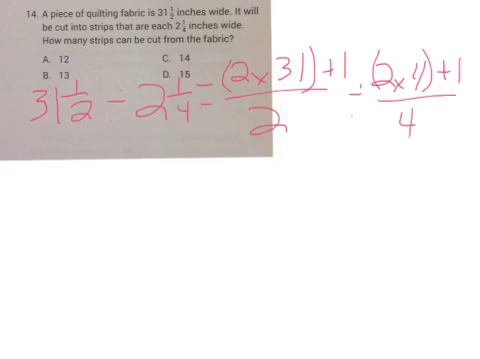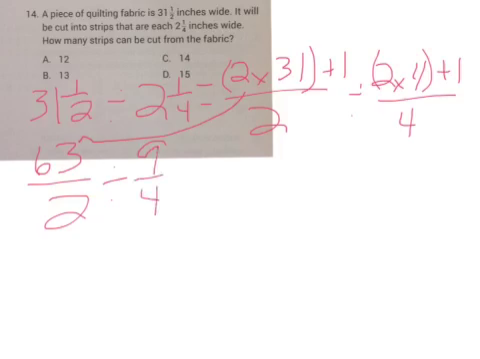Okay, so we're going to say 2 times 31 is going to give us 62. So 62 plus 1, and that's going to give us 63. So then we're going to have 63 over 2 from right here. And then we're going to say 2 times 4 is 8, plus 1 more is 9. And so that's going to give us 9 over 4, right here.